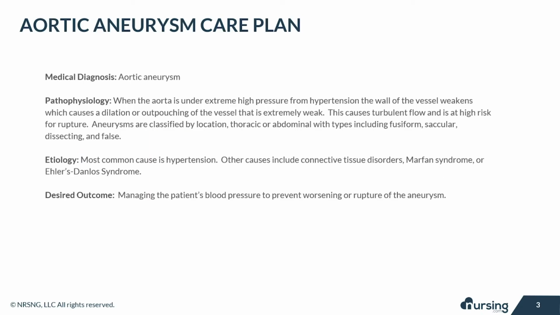Okay, so an aortic aneurysm occurs when the aorta is under extreme high pressure, typically from hypertension, and this causes the wall of the vessel to weaken, causing dilation or outpouching of the vessel that is extremely weak. This causes turbulent flow and creates a very high risk for rupture. Aneurysms are classified by location, being either thoracic or abdominal. And there are different types, including fusiform, saccular, dissecting, and false, and we will take a look at those in more detail later.